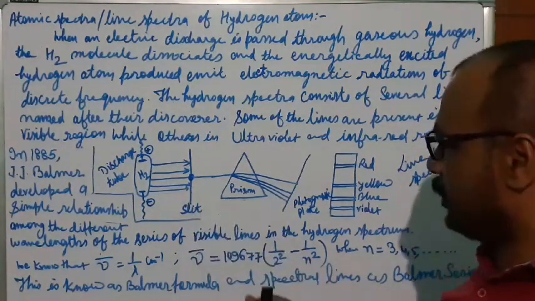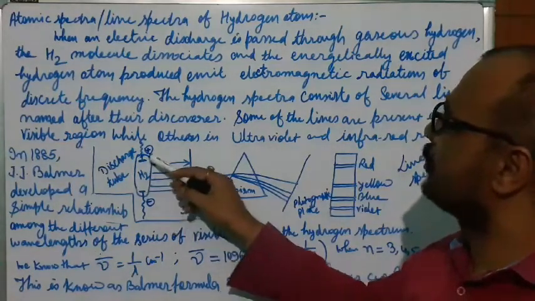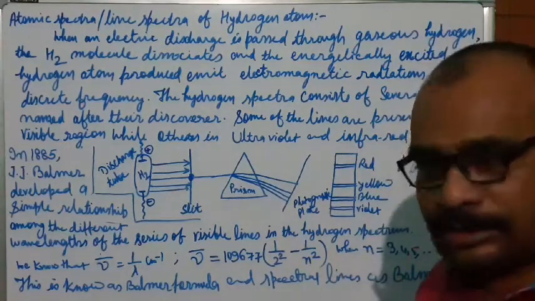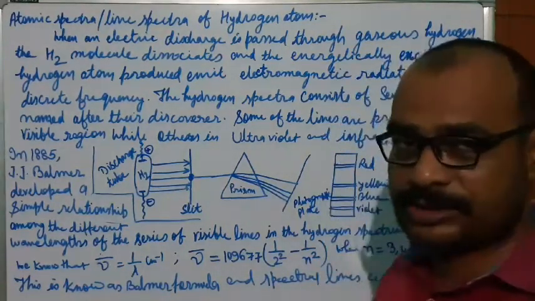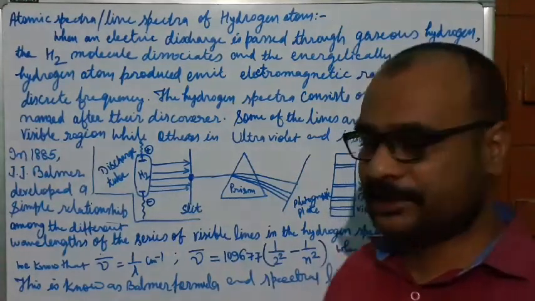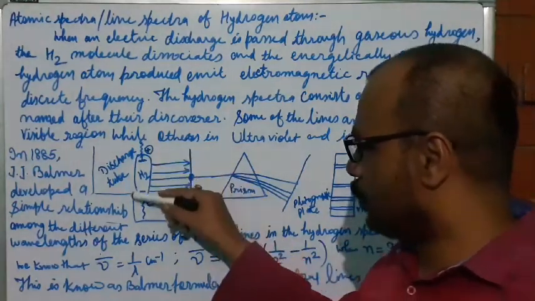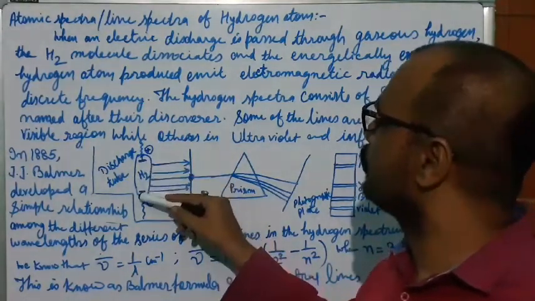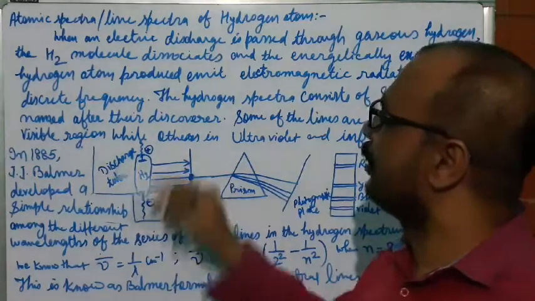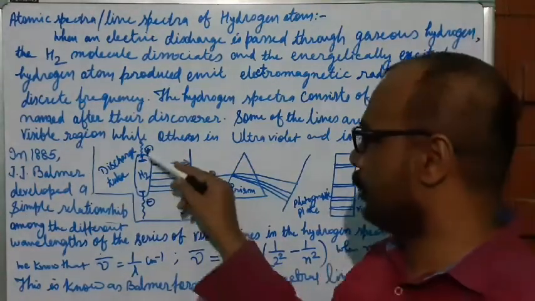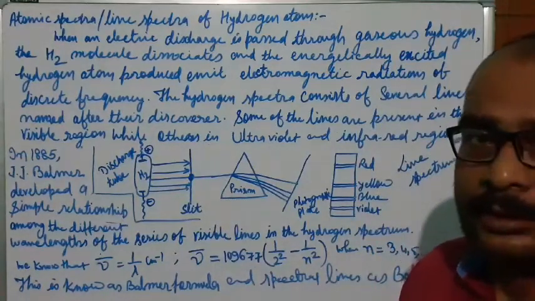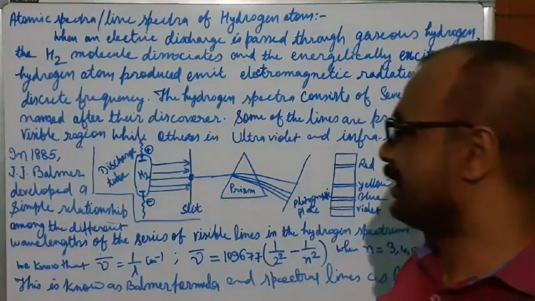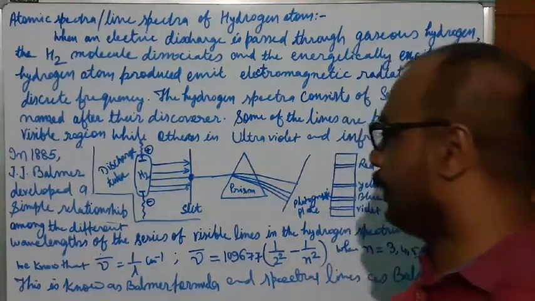I have shown it diagrammatically. First of all, the hydrogen is filled in a discharge tube. You all know the discharge tube from the cathode ray experiment. In the last chapter, Some Basic Concepts, we discussed the discharge tube in detail. This discharge tube is filled with hydrogen gas, and it contains two electrodes, positive and negative, and both are connected to very high voltage, around 11,000 volts, so that it can produce the energy.